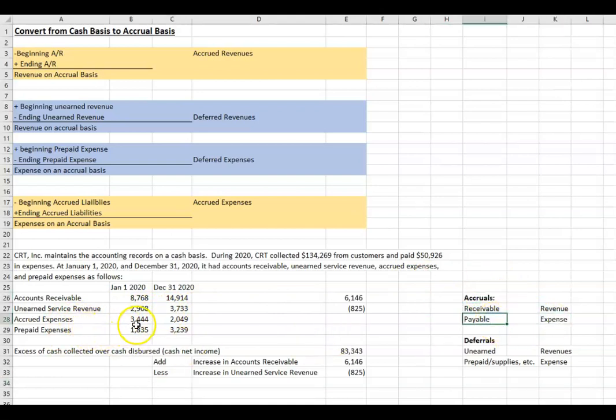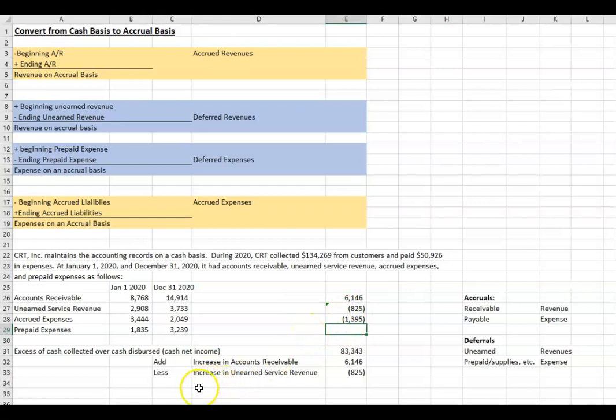So we're going to look at it and see what we should do. Accrued expense is right here. So it's minus beginning and plus ending. When we do that, we get a negative number, and we're going to talk about what that means.